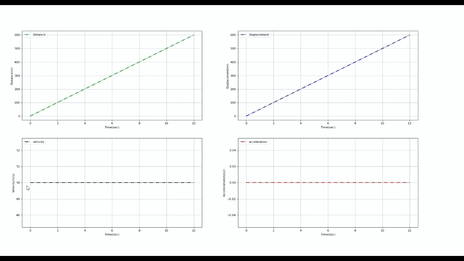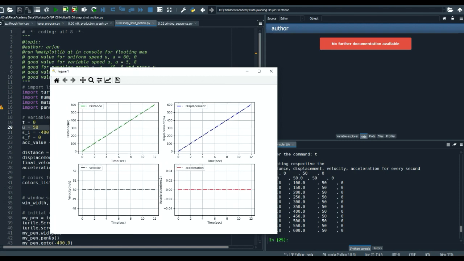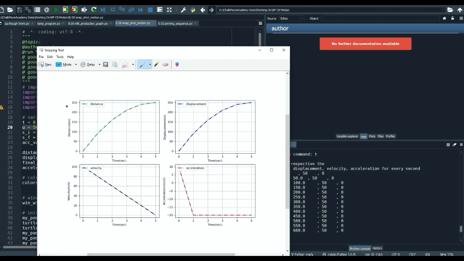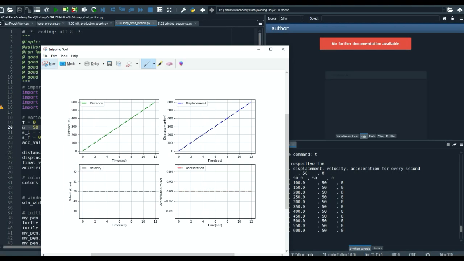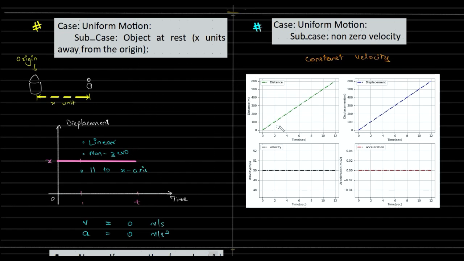That's what velocity means, right? How much distance are we covering per second? It's 50. While the acceleration will continue to be 0, the reason being there is no change in velocity. Remember, acceleration has to do with change in velocity. And now to talk about the nature of the graph, we'll just talk about if it's linear or not. This is linear.